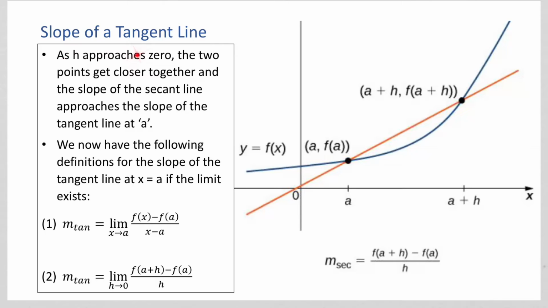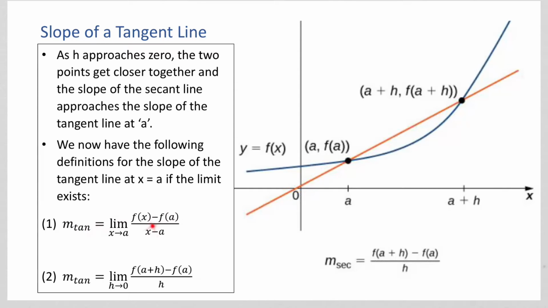Okay, so as h approaches 0, that means as this gets closer and closer to a, the 2 points are going to get closer and closer. And the slope of the secant line will approach the slope of the tangent line at a. So we now have the following definitions for the slope of the tangent lines at x is equal to a if the limit exists. So this is the one we're used to.